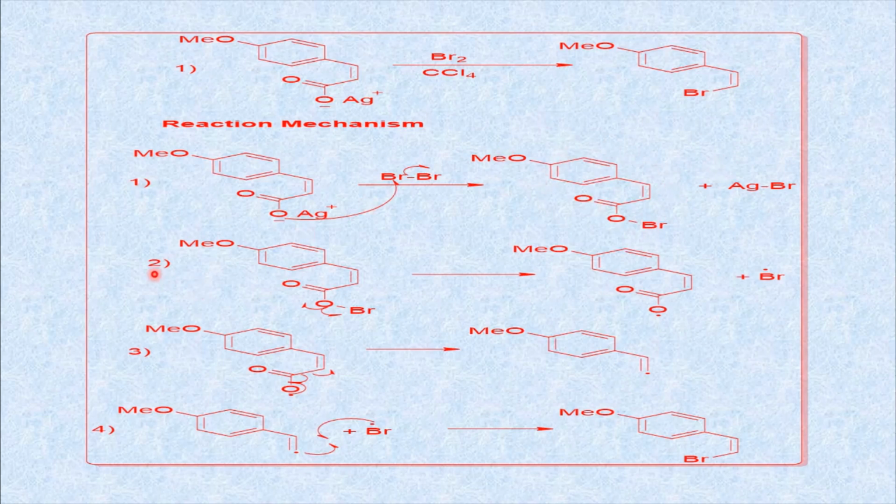In the next step, the second step, this OBr undergoes homolysis. The homolytic cleavage of the OBr bond takes place. It generates a Br radical and an O radical.